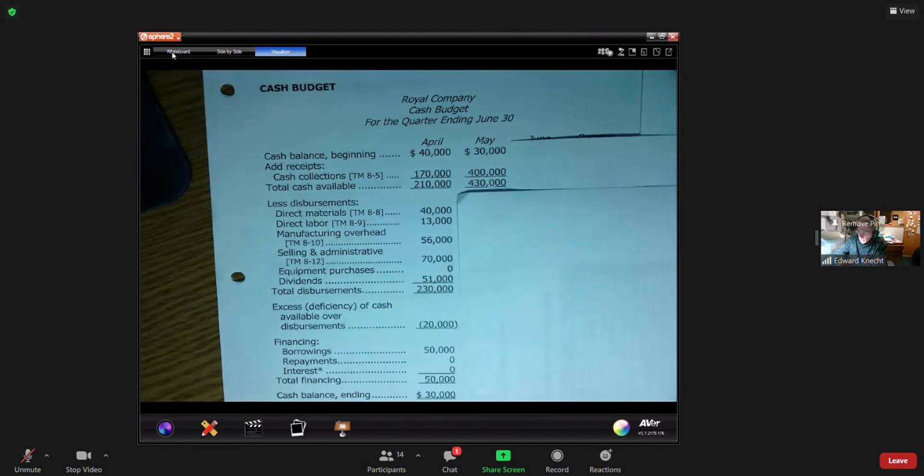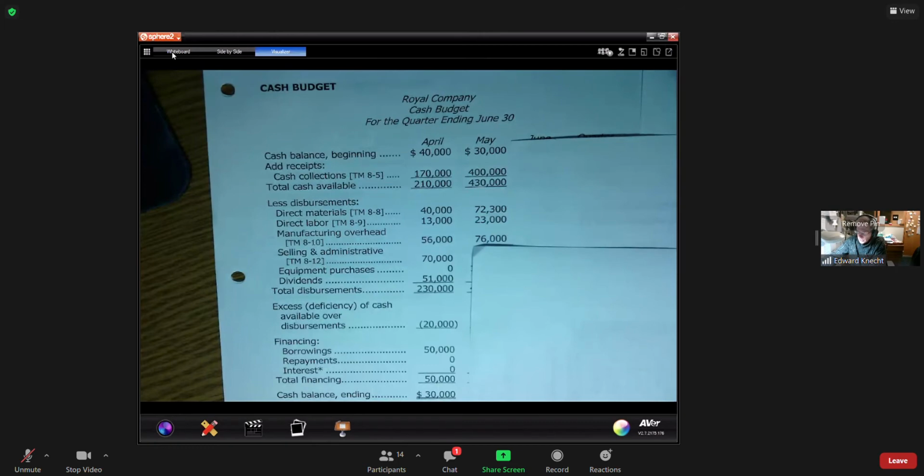So that we'll find out if we have enough cash, or if we have to borrow some more, or if we have enough cash that we can pay back our debt and still have a minimum balance of 30,000 cash at the end of the month. So direct materials, we got a lot more direct material costs this month. Same with direct labor costs, manufacturing overhead costs, they're all increasing because why?